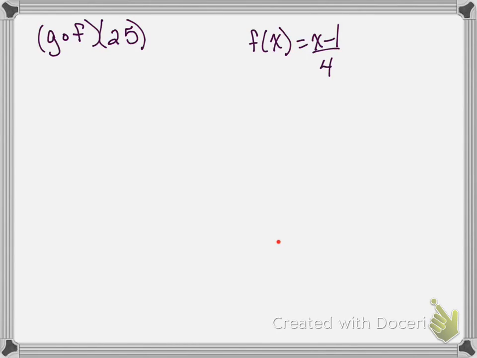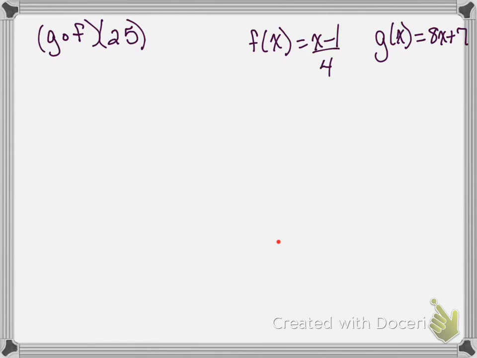Okay. Number 2 is g composed of f of 25. Okay. f of x is x minus 1 over 4, and g of x is 8x plus 7.